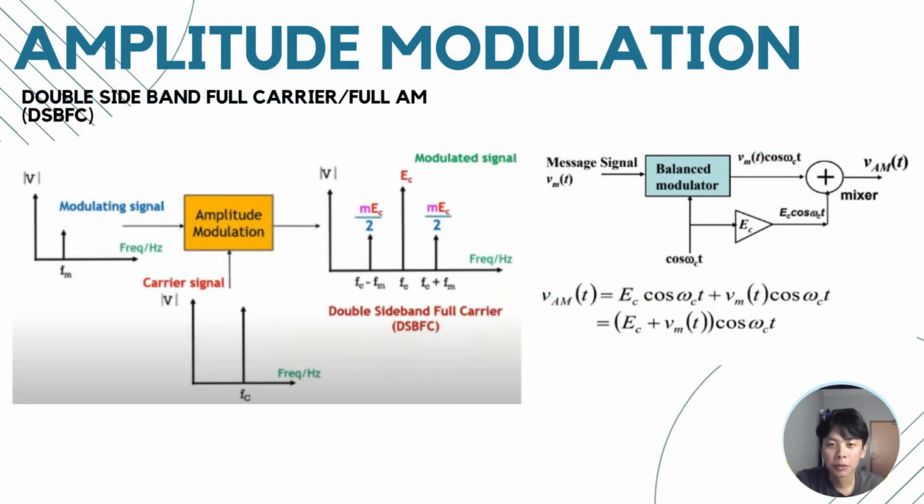Basically, there are 4 types of amplitude modulation techniques to focus on. First is double sideband full carrier, DSBFC. In this technique, both sidebands and the carrier signal are present in the frequency spectrum after modulation, and the carrier retains its full amplitude, which simplifies demodulation but consumes more power.